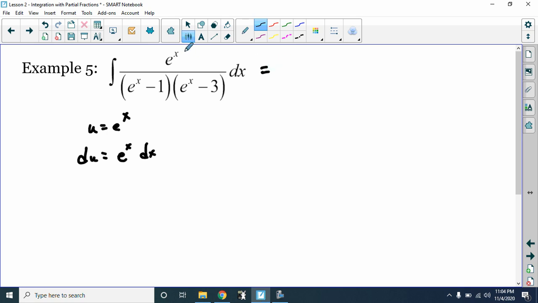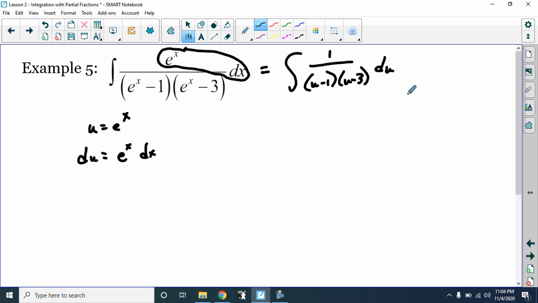So when I change everything to u's, there's my du. So I get 1 over u minus 1 times u minus 3. And now hopefully we can see this is a problem where we need to use partial fractions.